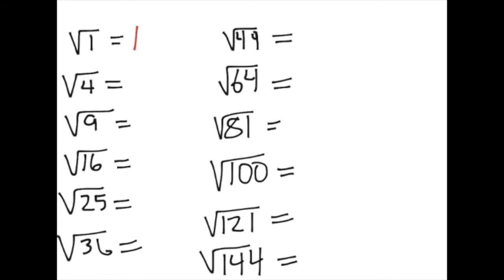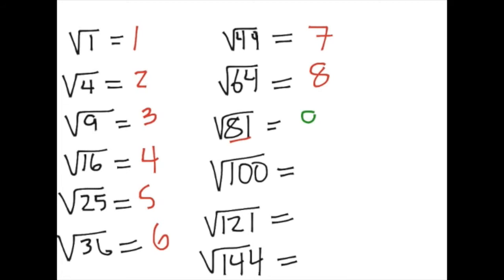Now, square root 1 is 1, because 1 times 1 equals 1. Square root 4 equals 2. Square root 9 equals 3. Square root 16. Square root 25. Square root 36. Now you'll notice that every one of these square roots of these numbers that I've picked in black are whole numbers.